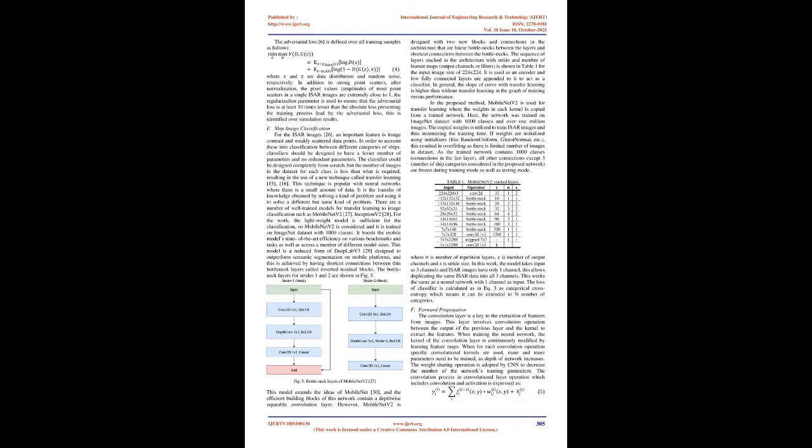In addition to strong point scatters, after normalization, the pixel values, amplitude, of most point scatters in a single ISAR image are extremely close to 1. The regularization parameter is used to ensure that the adversarial loss is at least 10 times lesser than the absolute loss, preventing the training process from being led by the adversarial loss. This is identified over simulation results.